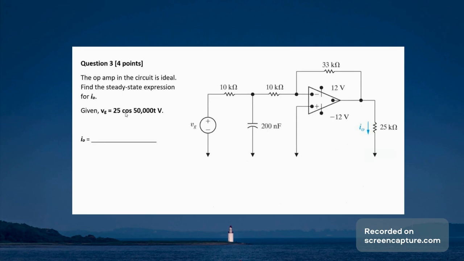Moving forward, we now know the current from the source and the current from the capacitor, so we can find the output current. Doing so gives you 0.25 cosine 50,000 t minus 89.4 degrees, which is very close to the current from the capacitor.